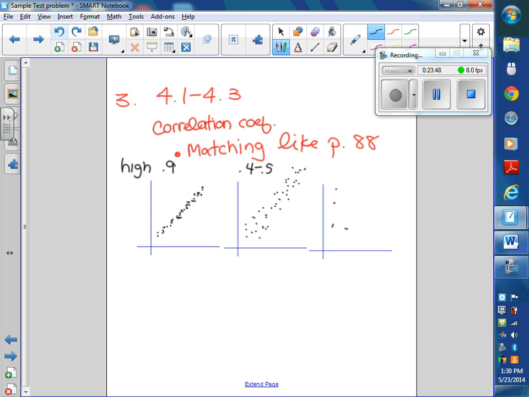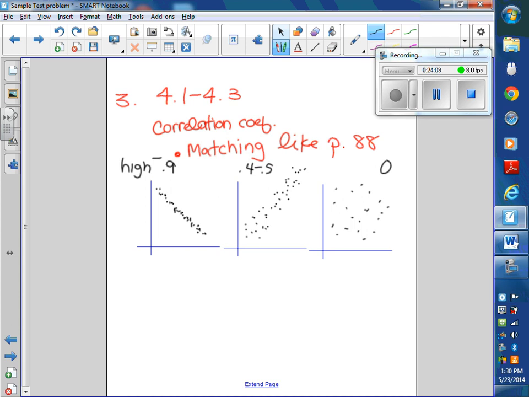If it's just kind of scattered like this, yeah, you're going to see closer to a 0. If any of those were reversals, right? If this was like that, the difference would be, it's still tight, but it's negative.